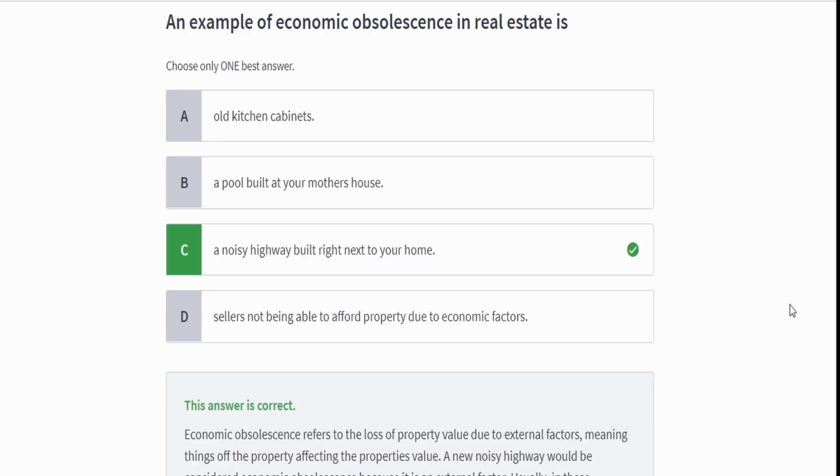That's something that does have to do with economics in general, but when we're talking about economic obsolescence, guys, remember that's a form of depreciation. And what does that mean? That means it's a loss of value in a home. So D really doesn't have to do with loss of value at all. It has to do with sellers being down on their luck. Or I'm sorry, D that is. D is just more like, oh, the sellers are down on their luck. That's not an economic obsolescence. That's not a form of depreciation. We're talking about property value here, and it's decreasing. And why is it decreasing? Because there's a noisy highway built right next to your home. And yeah, that would be a really great textbook example of economic obsolescence.